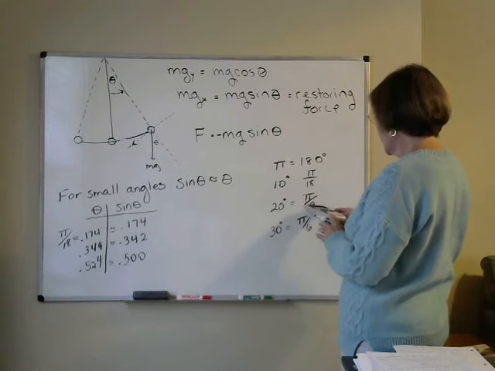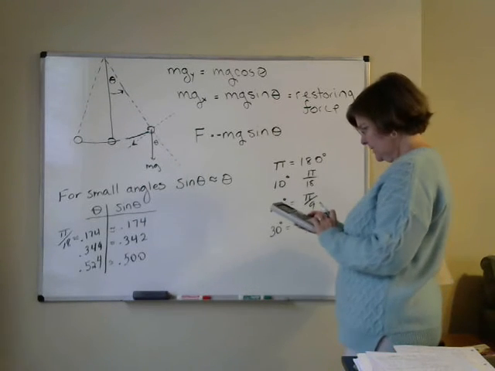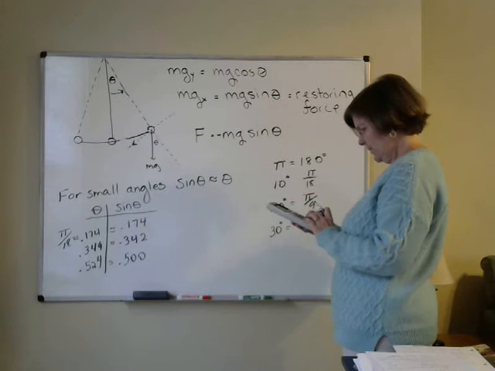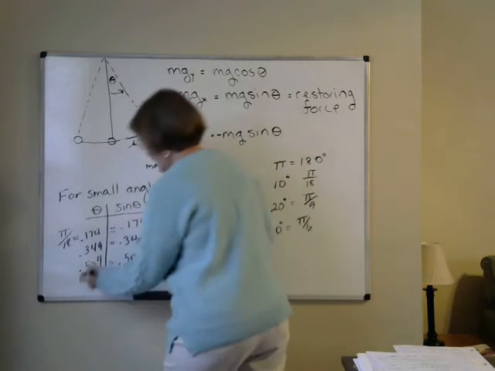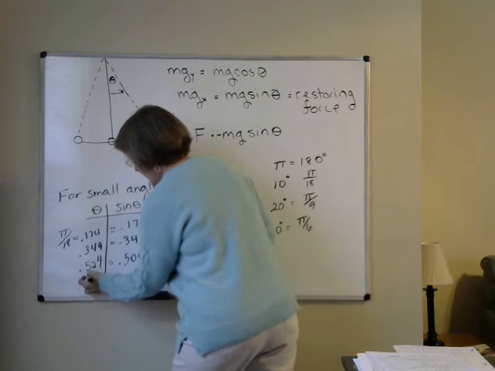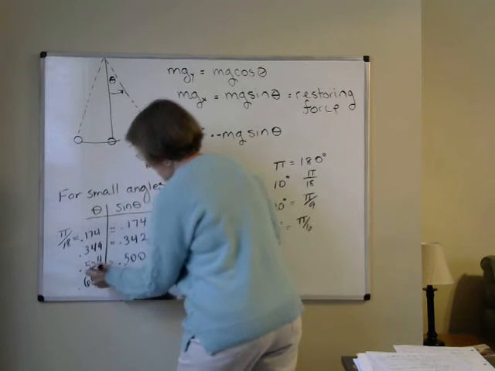2 pi over 9 would be twice as big. If I do 2 pi over 9, that's 40 degrees. That's 0.698. That's as big as I'm even going to consider, because that's really not a small angle anymore.